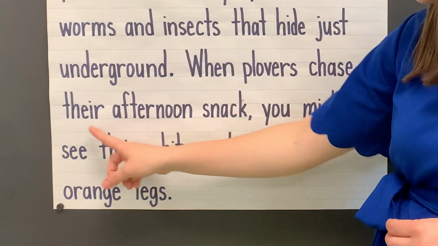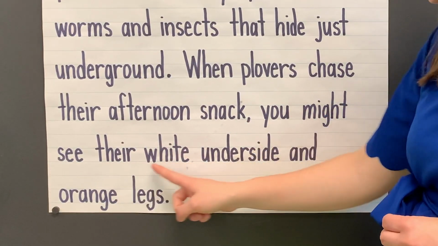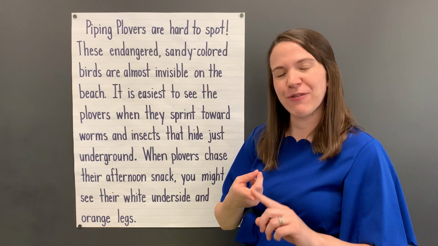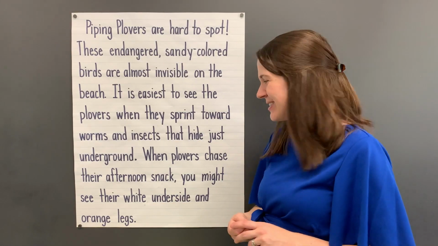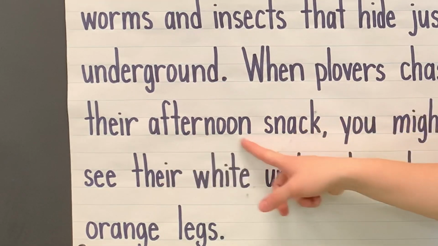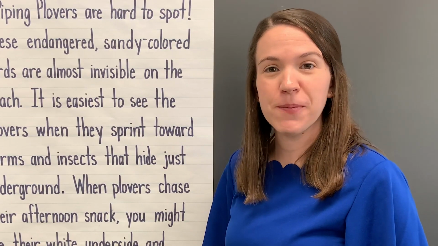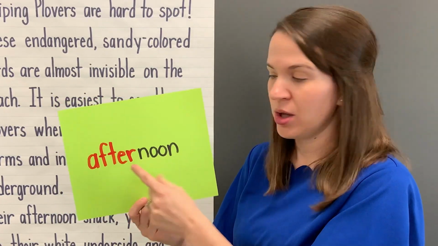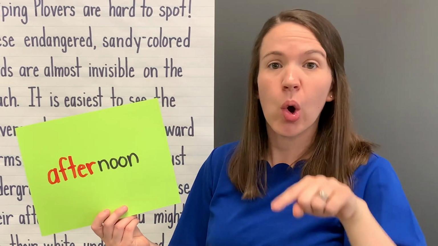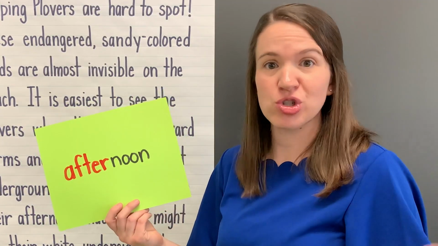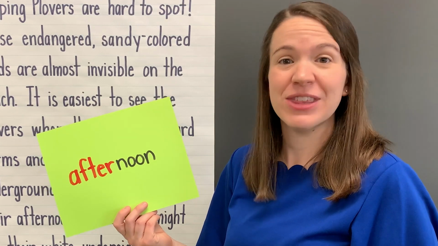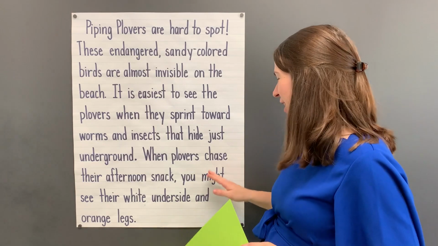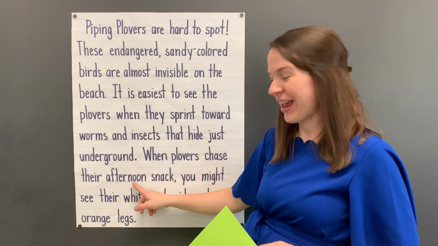When plovers chase their afternoon snack, you might see their white underside and orange legs. Did you notice any words with the prefixes after or under in that sentence? I did. The first one I noticed was the word afternoon. Which prefix do you see in that word? It's the prefix after. Our base word is noon. We know that after means later or after, and noon is 12 o'clock in the middle of the day. So afternoon means later than noon. So they are looking for a snack later than noon.